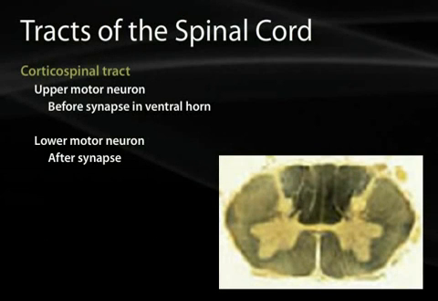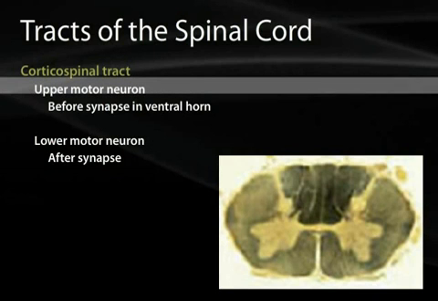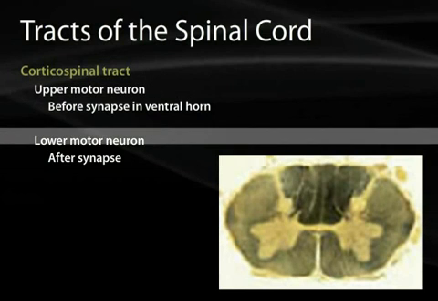When you lesion the neuron that is before the synapse in the ventral horn, it's called an upper motor neuron lesion. If you lesion the other neuron, the neuron in the ventral horn, or its axons that project out of the cord, that's called a lower motor neuron lesion.